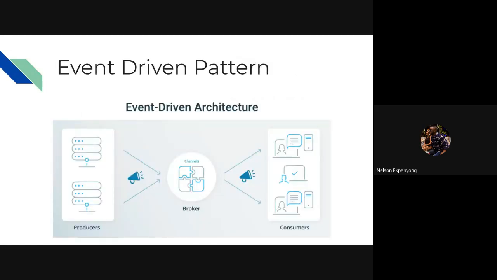Event-driven pattern, we had talked about this. Say you have a producer and a consumer, and there's a broker in between. The broker has the channel, so a consumer subscribes to a channel. Once an action or an event occurs in a service, it would emit an event and then publish to a channel that one consumer or other consumers can receive that information. We had demonstrated this in our last class.